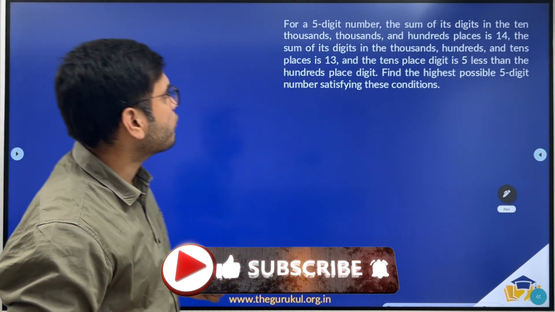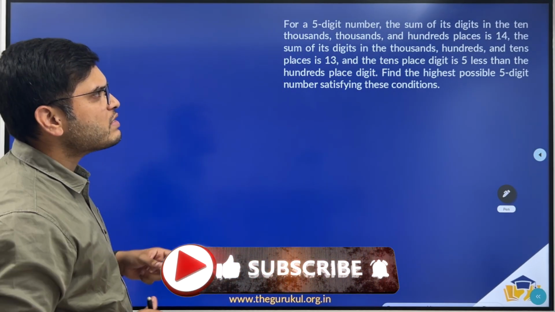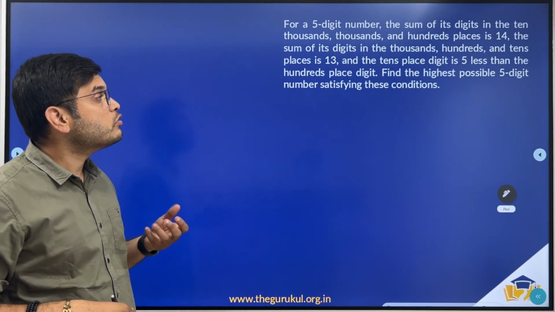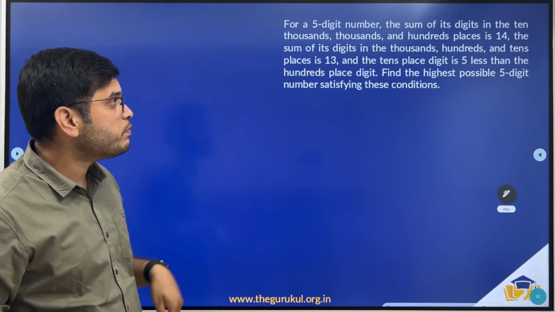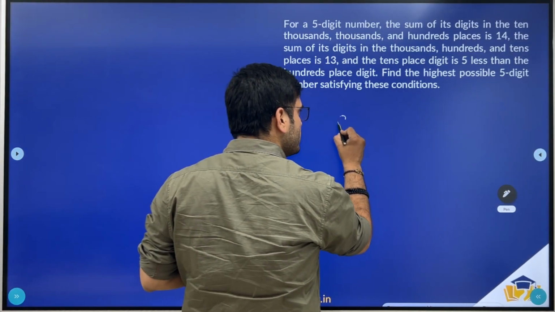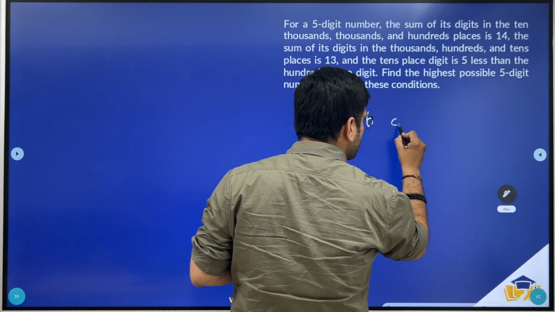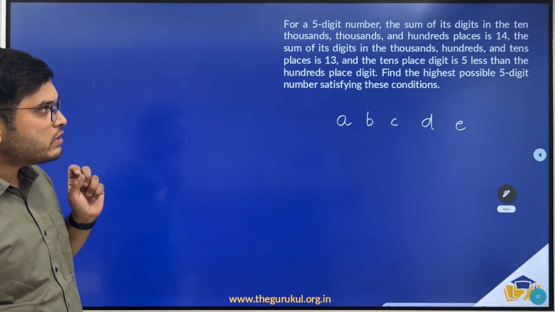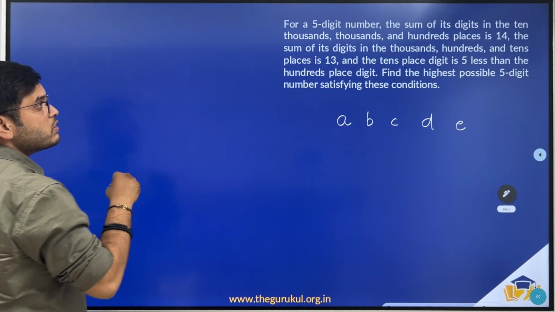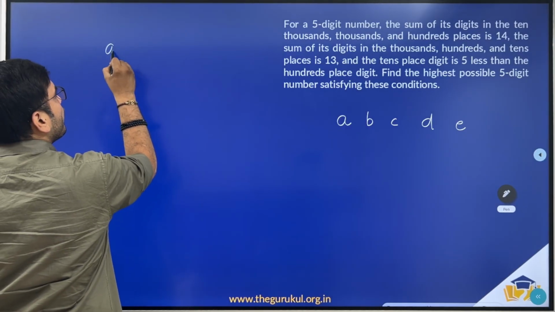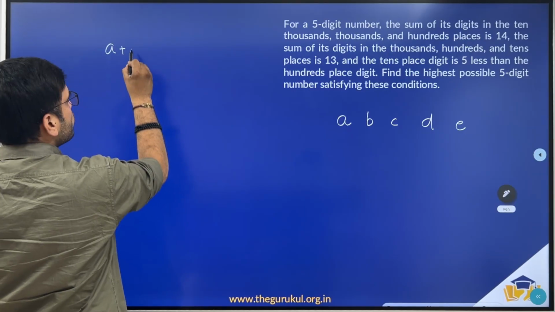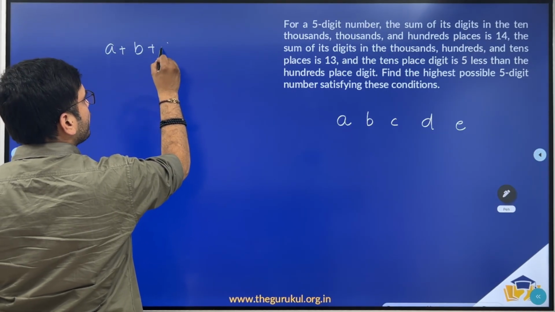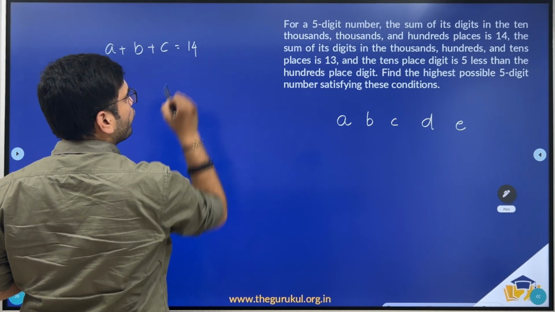Now coming to the second question. For a 5-digit number, the sum of its digits in the ten thousands, thousands and hundreds place is 14. So let the 5-digit number be A, B, C, D, E. So we have the sum of its digits in the 10,000s, that would be A, plus thousands, B, plus hundreds, C, is given to be 14.